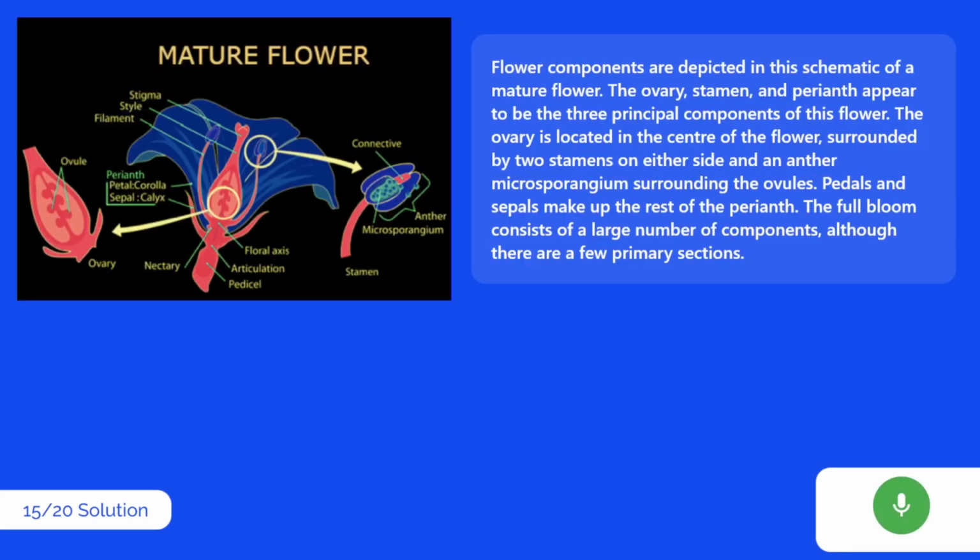Flower components are depicted in this schematic of a mature flower. The ovary, stamen, and perianth appear to be the three principal components of this flower. The ovary is located in the center of the flower, surrounded by two stamens on either side and an anther microsporangium surrounding the ovules. Petals and sepals make up the rest of the perianth. The full bloom consists of a large number of components, although there are a few primary sections.